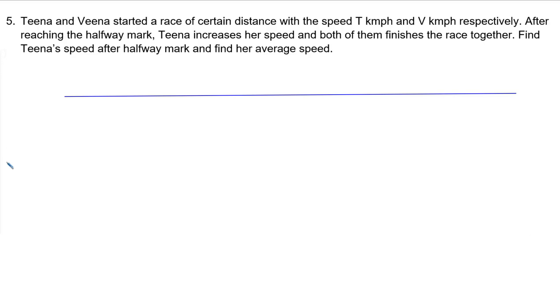Let's say this point is point A, halfway mark is over here, and this is point C. Let's say this distance is d kilometer and this distance is d kilometer. So the total distance becomes 2d kilometers. Then Tina and Veena will start from point A with the speed t kilometer per hour and v kilometer per hour respectively.